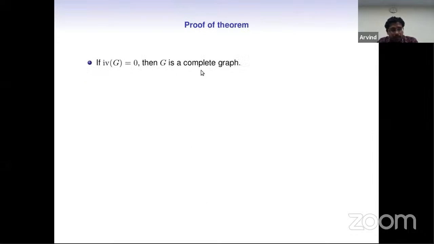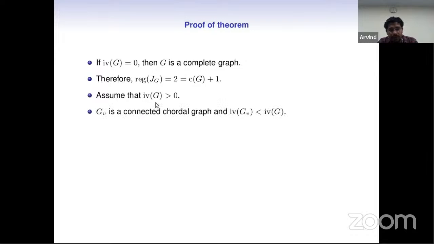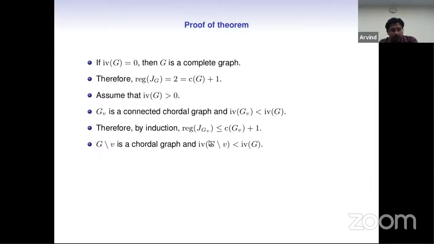Okay, now we'll proceed to prove the theorem. If iv(G) is 0, then G is a complete graph, and we know a complete graph has a linear resolution, therefore the regularity of S/J_G is 2, which is c(G) plus 1. Assume iv(G) is positive, so we have an internal vertex v. Then by the previous lemma, G_v is a connected chordal graph and iv(G_v) is strictly less than iv(G). So by induction, the regularity of J_{G_v}, the binomial ideal of G_v, is bounded above by the number of maximal cliques of G_v plus 1. G minus v is also a chordal graph, and the number of internal vertices of G minus v is strictly less than the number of internal vertices of G.